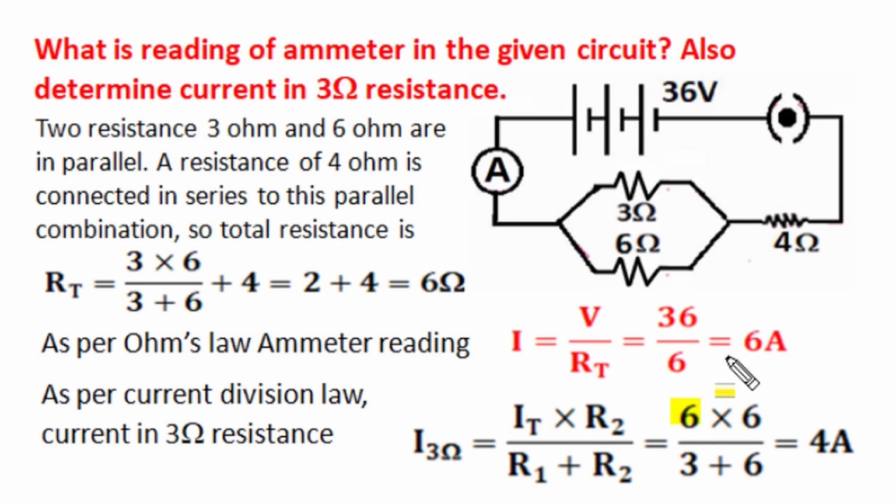Here total current is 6 ampere obtained by Ohm's law calculation on single equivalent resistance 6 ohm, and for 3 ohm current calculation the other resistance parallel to 3 ohm is 6 ohm, and the sum of two resistances connected in parallel is 3 plus 6, 9, and when we simplify, the current in 3 ohm comes as 4 ampere, and if a similar calculation is done for 6 ohm then we will find the current 2 ampere. So here total current 6 ampere gets divided as 4 ampere in 3 ohm and 2 ampere in 6 ohm.